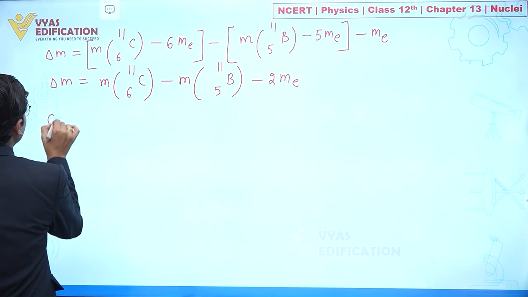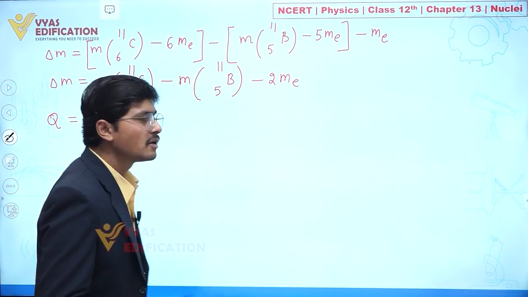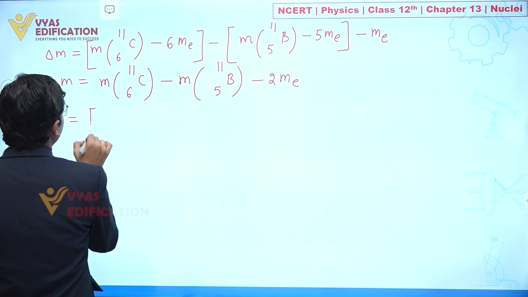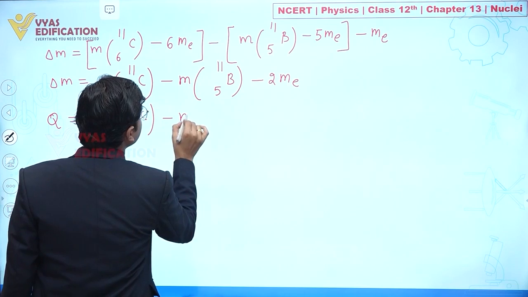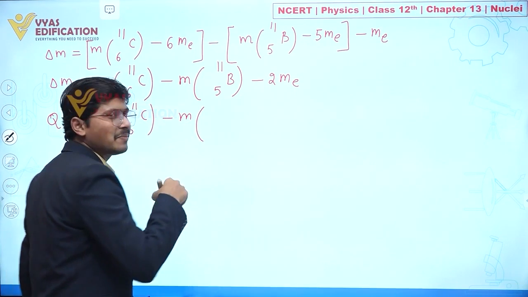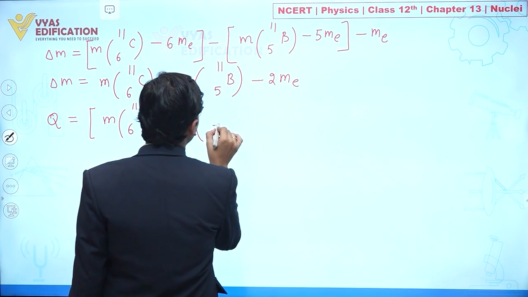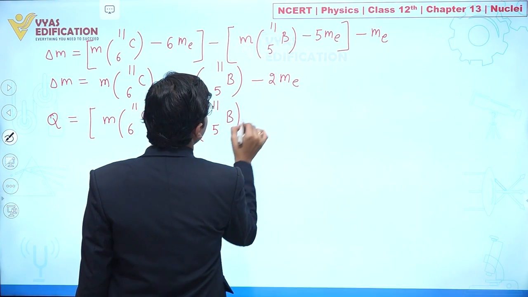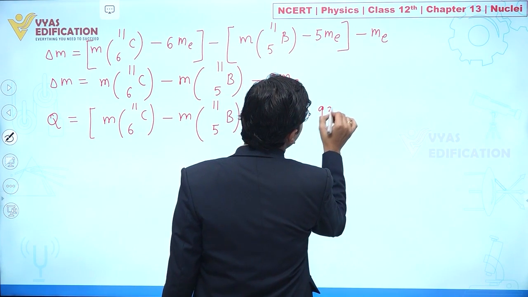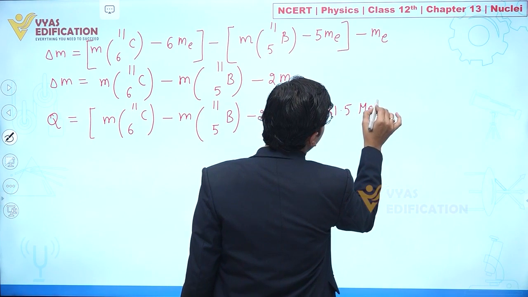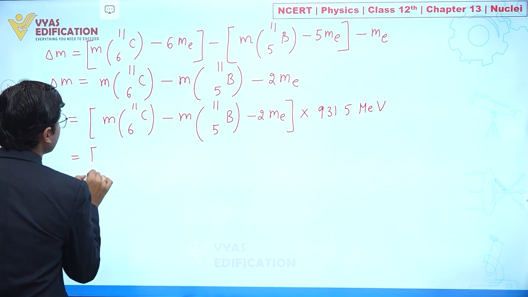Now can we calculate the Q value? Yes, definitely we can find the energy that is to be emitted, clear, and it should be equal to M of 6C11, clear, minus mass of, this is not multiplication, I am just indicating mass of this particular nuclei, clear. So 5B11 minus 2Me, and it should be multiplied with 931.5, and you will get your answer in million electron volt, clear.